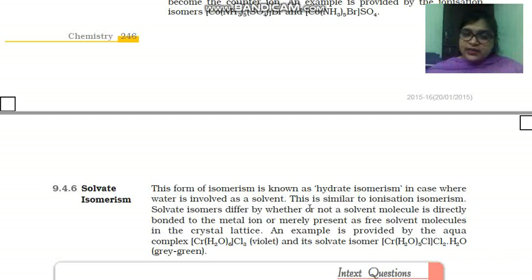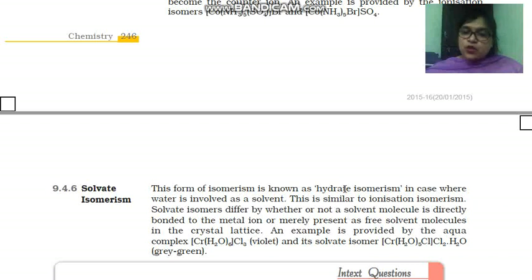And basically, children, this is similar to ionization isomerism. Previously we have discussed ionization isomerism, in which a potential ligand can replace the ligand which is present inside the coordination sphere. Now see in which manner it is similar. Solvate isomers differ by whether or not a solvent molecule is directly bonded to the metal ion or merely present as a free solvent molecule in a crystal lattice.